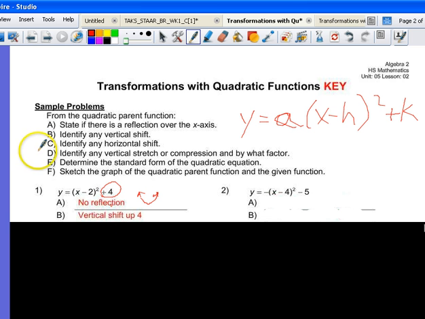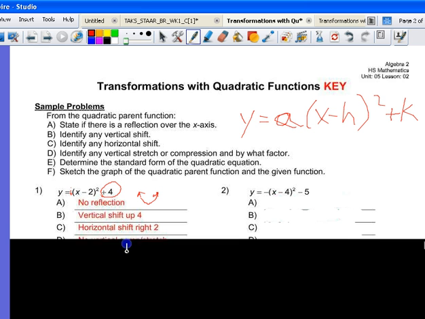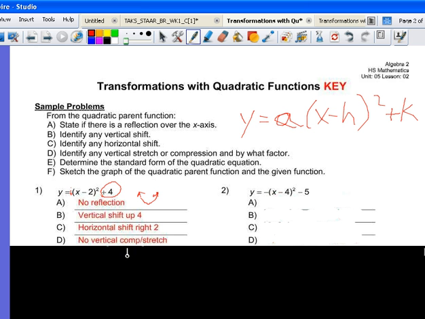The next question says, identify any horizontal shift. For a horizontal shift, you're going to look to the parentheses. Remember, it's the opposite of what it should be. So since this is minus 2, it's actually shifting to the right 2 units horizontally. Identify any vertical stretch or compression by what factor? You're going to look for A. Well, A is just plain old 1 here. So there is no stretch or compression. It's just a normal y equals x squared, except that the vertex is shifted around a little bit. So you're going to say no vertical compression or stretch.